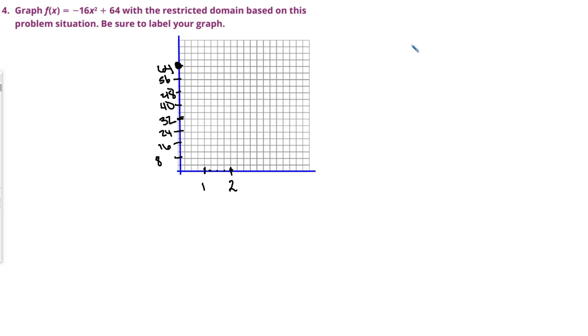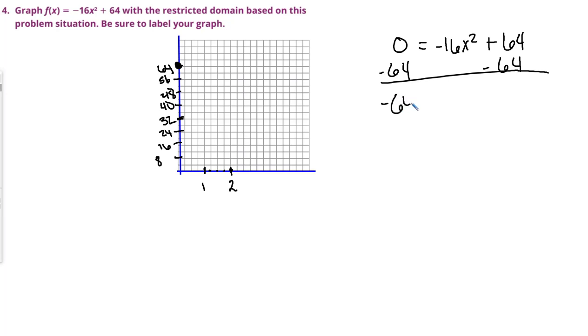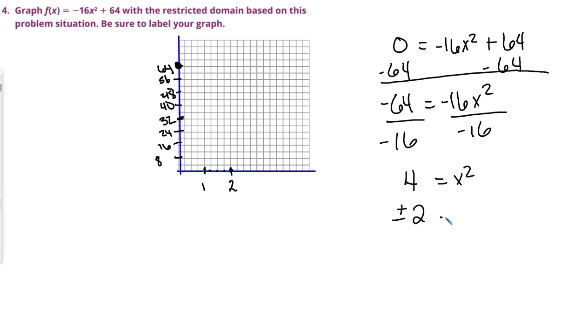And if I plug in and solve this to find out where it crosses the x-axis, so 0 is equal to negative 16 x squared plus 64. And again, remember, I'm only worried about the positives. I just want to figure out where it crosses the x-axis. So negative 64 is equal to negative 16 x squared divided by negative 16. And that gives us 4 is equal to x squared. And when I take the square root of that, I have plus and minus 2. Again, we're only worried about the positives. So that's where it's crossing the x-axis.